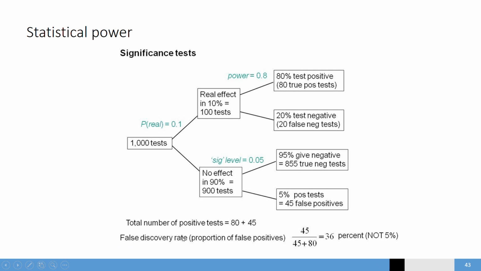Actually, the people working in domains where they use a lot of tests simultaneously, like for instance proteomics and genomics, where they study many proteins at the same time or many genes at the same time, are aware of this problem and they normally use the false discovery rate.